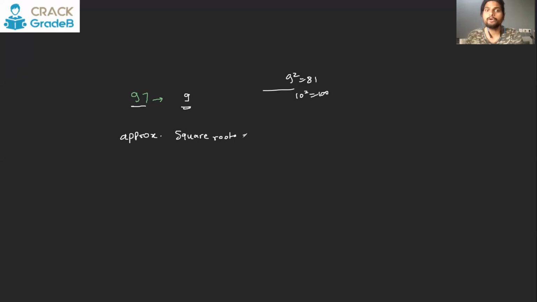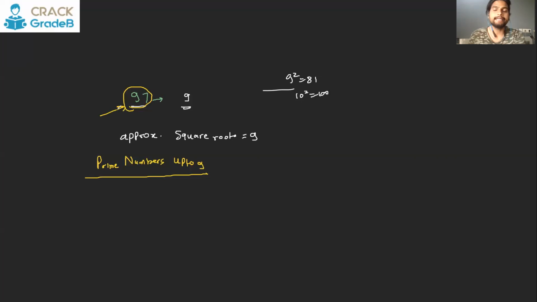So if you come to know that the approximate square root is 9, then you have to keep checking the numbers, and not all numbers, only prime numbers up to 9. So you just need to check whether any prime number up to 9 divides 97 or not. If not, then 97 is prime. So what are the prime numbers up to 9? 2 is there, 3 is there, 5 is there, and 7 is there.